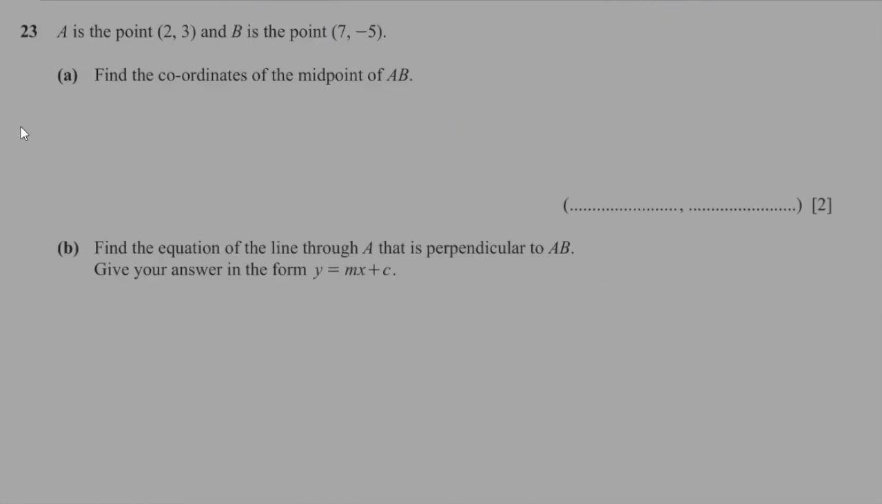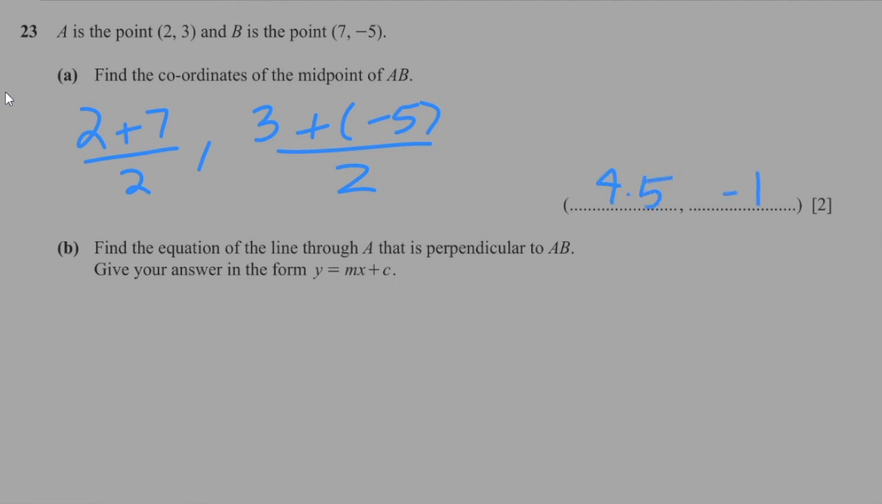23. A is the point (2, 3) and B is the point (7, -5). A, find the coordinates of the midpoint of AB. So the formula of midpoint is (x1 plus x2) divided by 2 and (y1 plus y2) divided by 2. So we have (2 plus 7) divided by 2, followed by (3 plus -5) divided by 2. And that leaves us with the answer as 4.5 and -1.